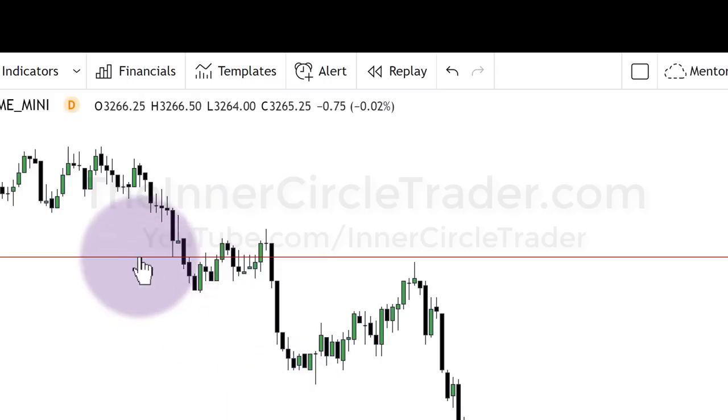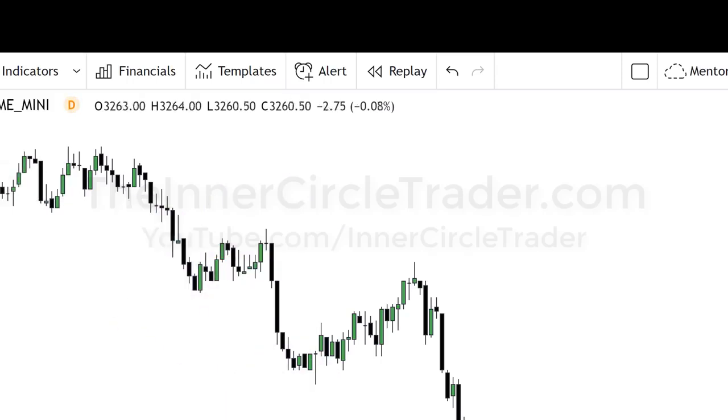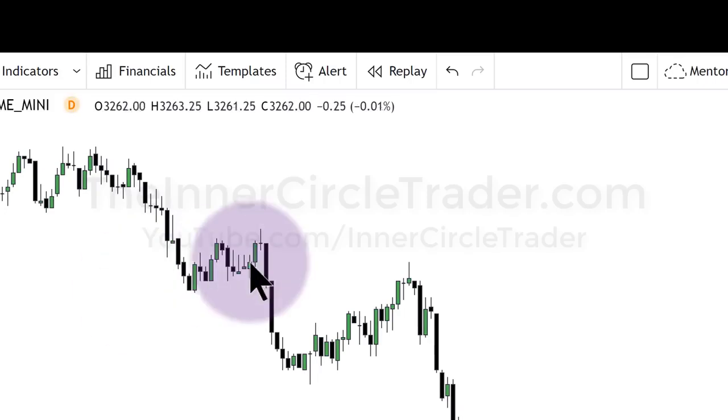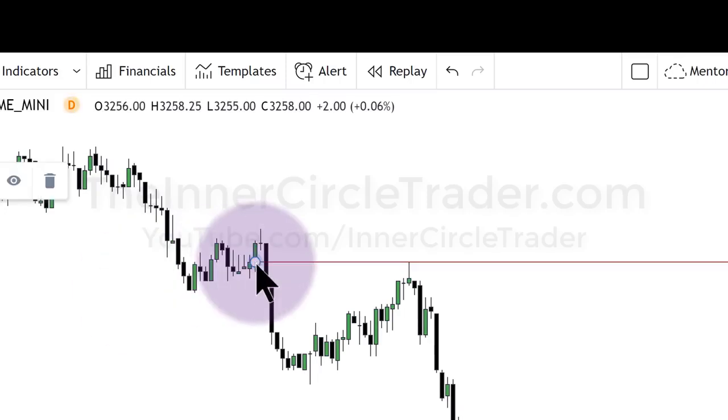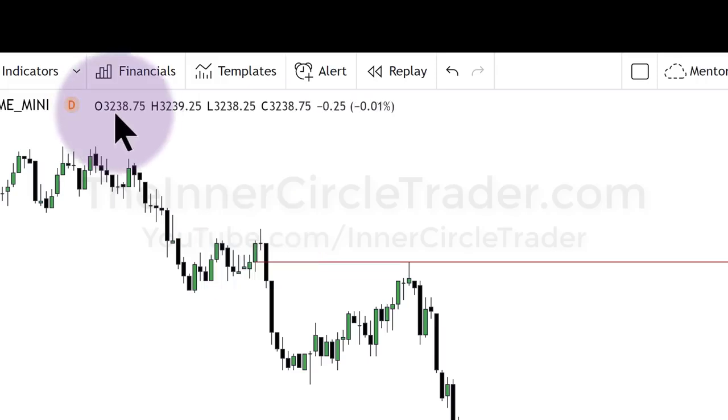So we can take this off and then add right on the body of that candle, right there. The open on this candle comes in at, now watch this price right here, okay? The open on this candle comes in at 32.56 even. The high on this candle comes in at 32.56 even.